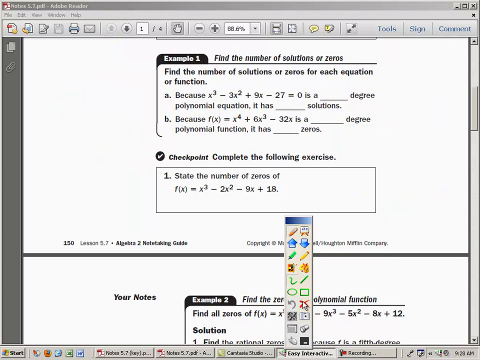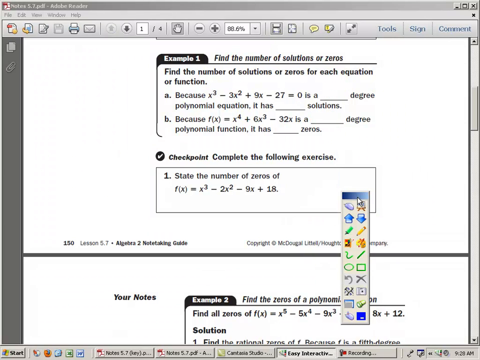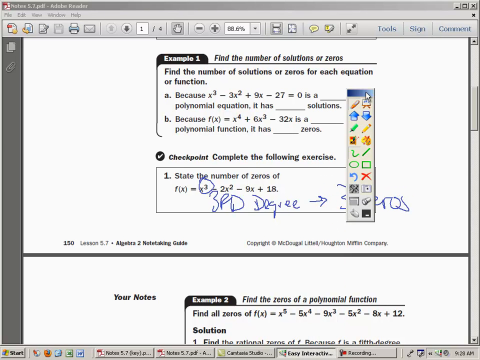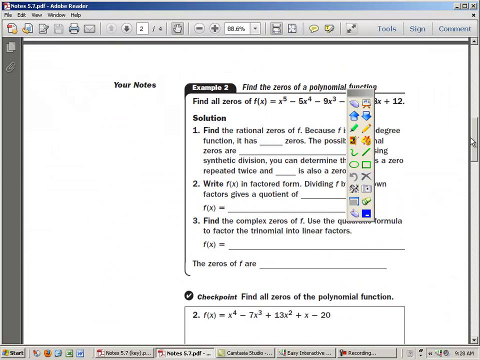All right, so let's first of all take a look at checkpoint number 1. You guys give it a shot. It should take you less than 10 seconds. All right, so the number of zeros, since this is third degree, this has 3 zeros. Now, are all 3 of those zeros guaranteed to be real zeros? Not necessarily. All right, that doesn't matter.